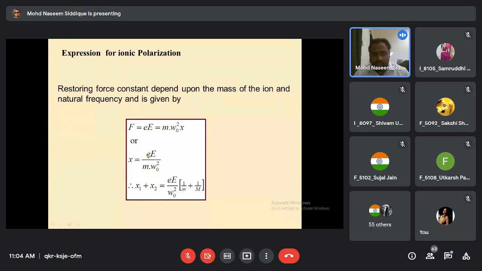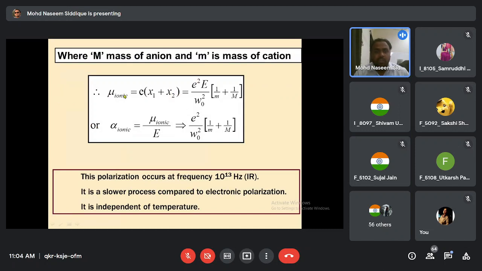So x is equal to E, the Lorentz force, upon M omega naught squared, where omega naught is the natural frequency. Hence, we can derive the relation in terms of the two masses, x1 plus x2, so E upon omega naught squared times 1 upon M plus 1 upon m. Then finally, the induced dipole moment, mu ionic, is equal to charge into separation, x1 plus x2. Hence we can get the ionic polarizability, mu ionic upon E.